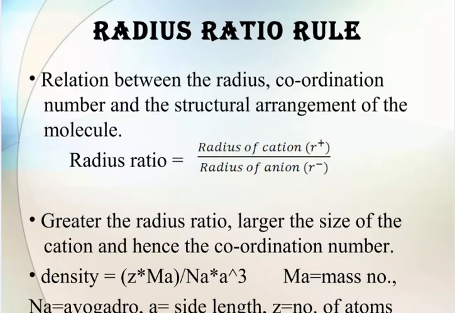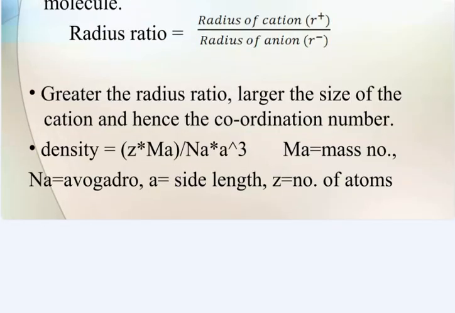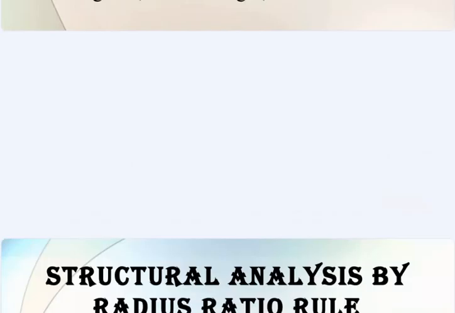Now the radius ratio rule: the relation between the radius, coordination number and structural arrangement of the molecules. The radius ratio is equal to the radius of the cation over the radius of the anion. The greater the radius ratio, the larger the size of the cation and hence the coordination number. Density is equal to Z times Ma divided by N A times a cubed, where Ma is the mass number, N A is Avogadro's number, a is the side length, and Z is the number of atoms.